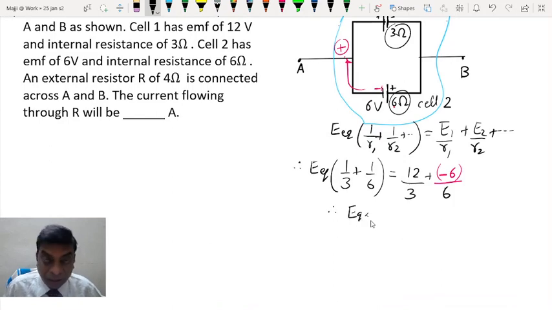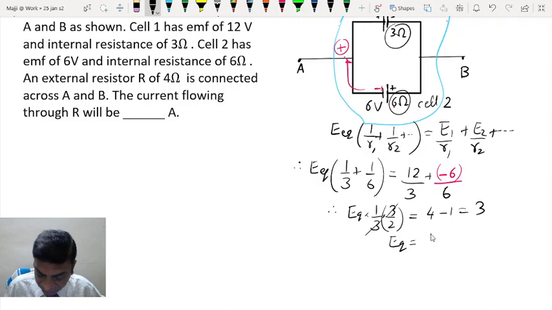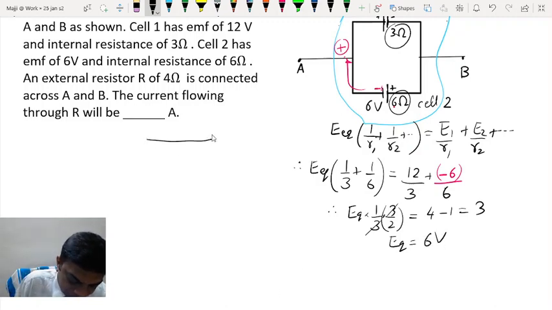So this will be E equivalent into 1 by 3 plus 1 by 6. You take the LCM, or take 1 by 3 common, 1 plus half is 3 by 2. This will be 4 minus 1, that is 3. So the equivalent cell EMF will be 6 volt. So if we draw the circuit diagram, it will be like this. 6 volt is the equivalent one.